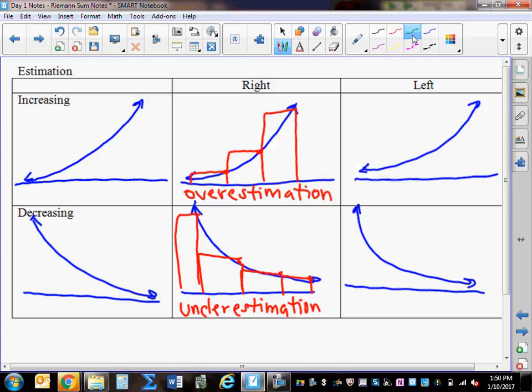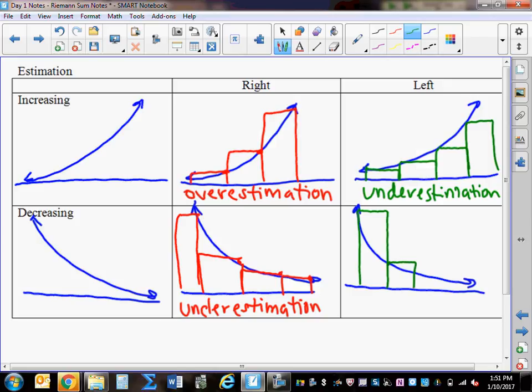Alright, so then taking a look at my increasing curve again, if I did my left-hand Riemann sum, my left-hand rectangles, starting with the left side, creating my rectangles. Here I have this as an underestimation, and you can probably guess what it's going to be for the decreasing one. I draw my left-hand rectangles. This is an overestimation.